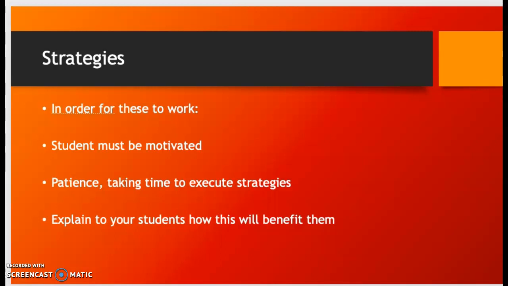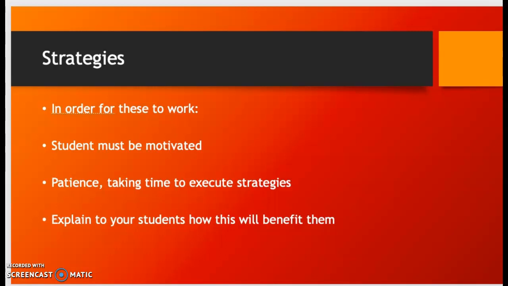So strategies. In order for these things to work, students must be motivated, patient, taking time to execute these strategies, and explaining to your students how this will benefit them. So the learner must be motivated. It takes time to execute and learn the strategies. It doesn't just happen in one sitting.